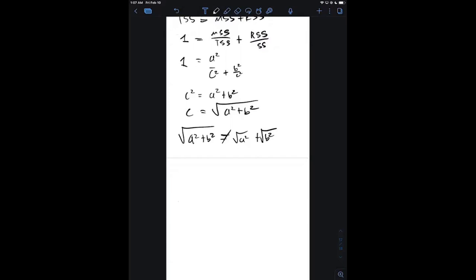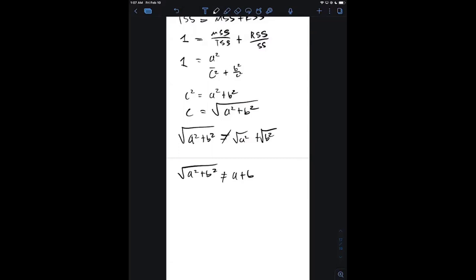Right? Because if we think about it, what is the right-hand side? Well, that just equals a plus b. And this here is obviously not going to be a plus b. Hopefully you can see why. One way is we could just expand it, right?